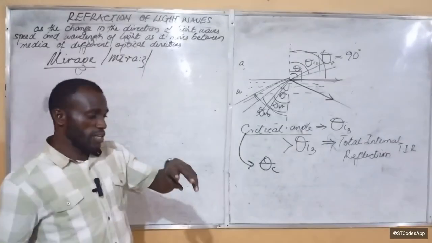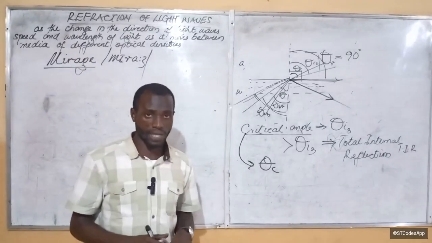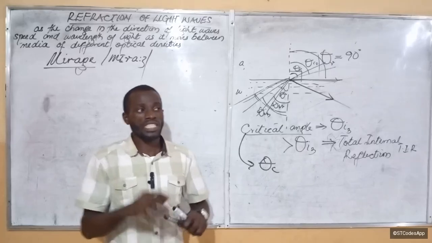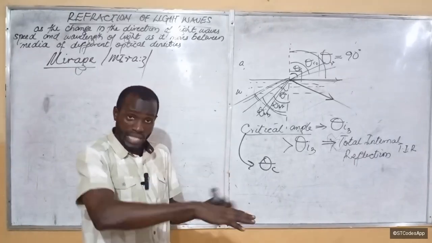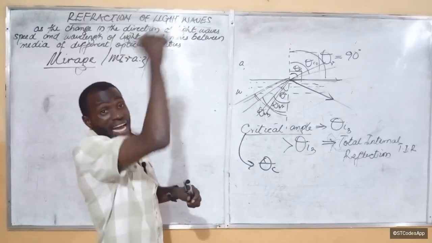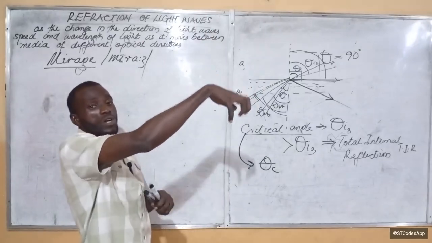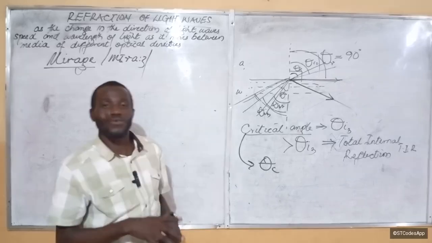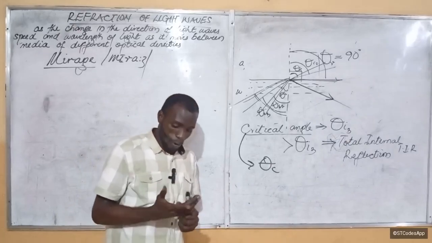Mirage is, if you have ever traveled on a hot day on a tarred road, what will happen is that if you look far ahead of you on that asphalt, the road ahead of you will look as if there is a pool of water in front there, but by the time you get there, you will not meet any pool of water. Now that is mirage. Now how does that occur?